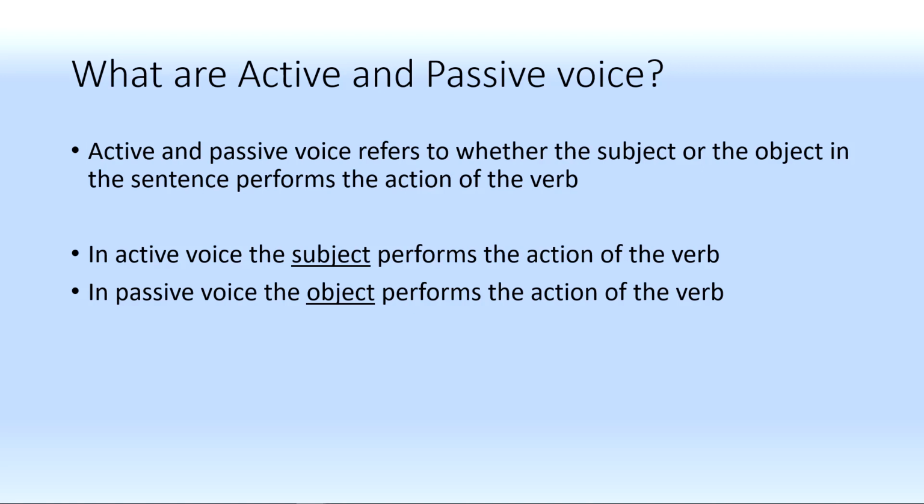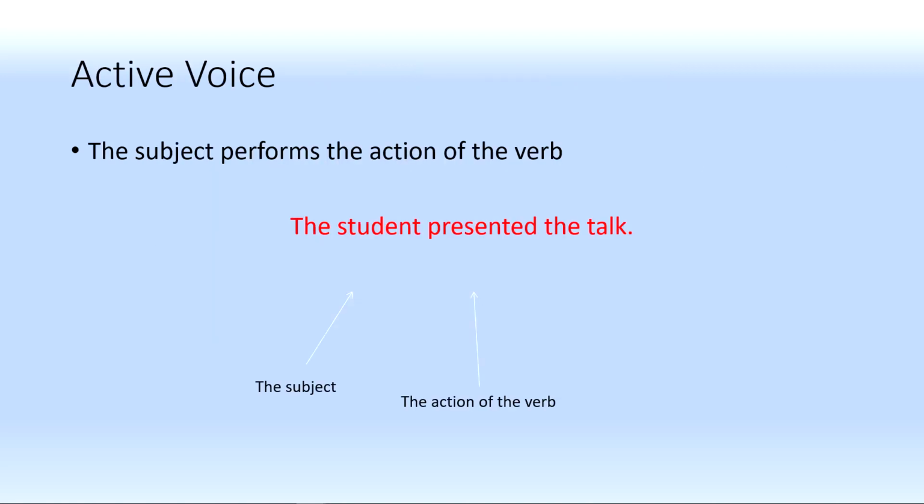So let's keep going in the same subject. So what are active and passive voices? Active and passive voices refers to whether the subject or the object in the sentence performs the action of the verb. So in active voice, the subject performs the action of the verb. In passive voice, the object performs the action of the verb.